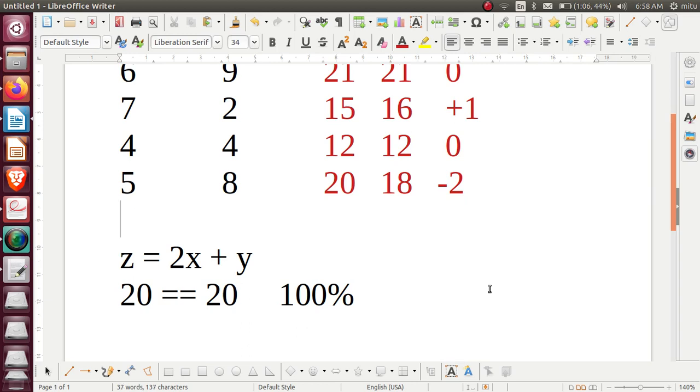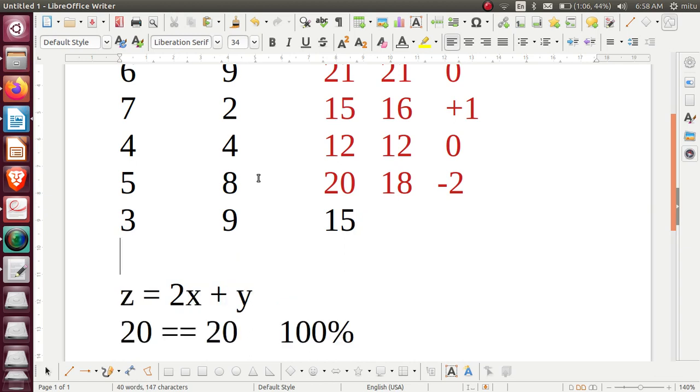Now next time a value of x arrives to you. Okay, value of x is 3, value of y is 9. Now I can predict the value of z, which contains 96% accuracy. So 3 into 2, that is 6, plus 9, 15 will be the result for this case. But it contains 96% accuracy, because previously for some errors the equation was not perfectly matched. It is matched 96% of the time. Now onwards, when new values of x and y come, we can easily predict the value of z also.